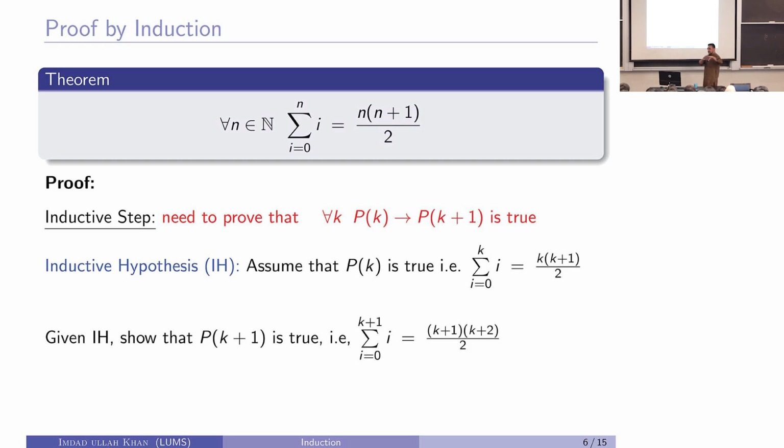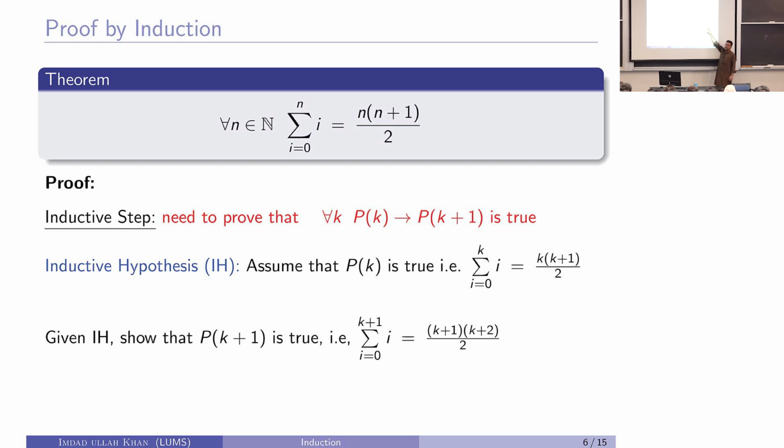Then, using the inductive hypothesis, with the direct proof method, assume P is true, then Q is also true. This step from the inductive hypothesis to the next statement P of k plus 1 is called the inductive step. That is just the syntax of this proof. So, I will assume that P of k is true. In other words, I assume that the sum of i when i goes from 0 to k is equal to k into k plus 1 over 2.